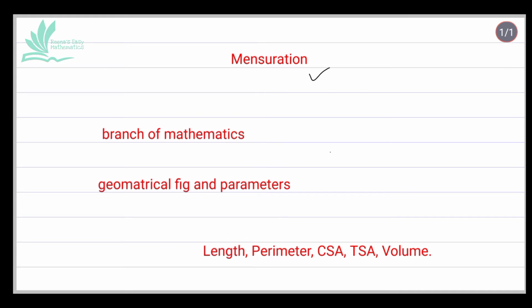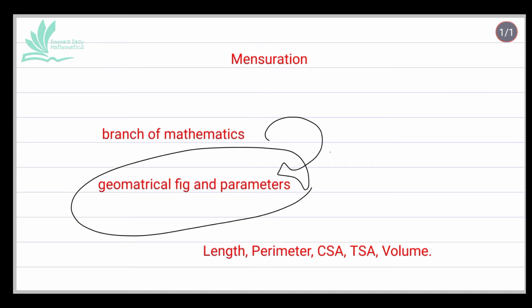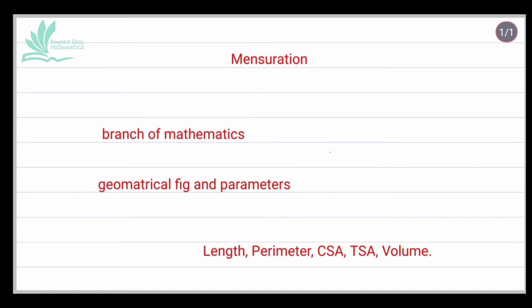सबसे पहले question आता है that what is mensuration? So my answer is mensuration is the branch of mathematics which deals with the geometrical figures and parameters. Next question आता है that what is parameters? So my dear student, parameters are length, perimeters, curved surface area, total surface area and volume.